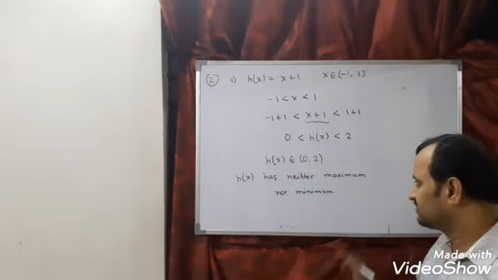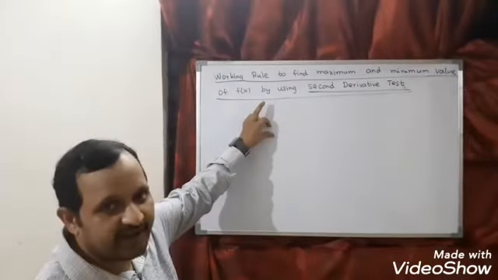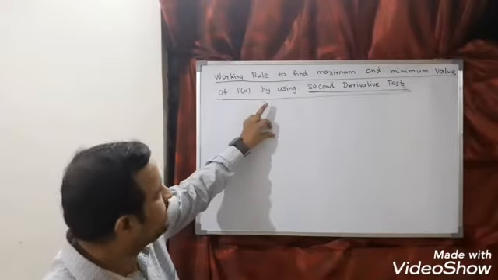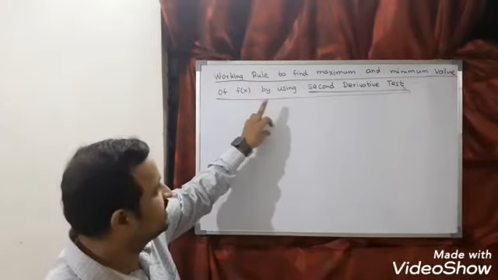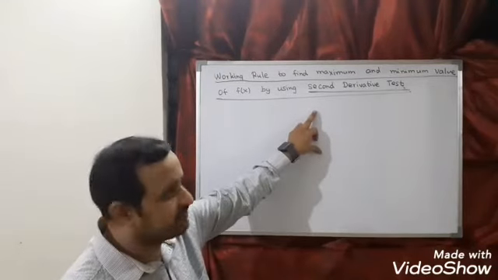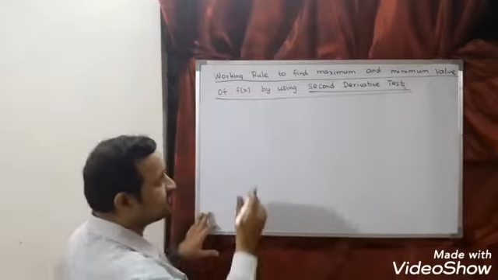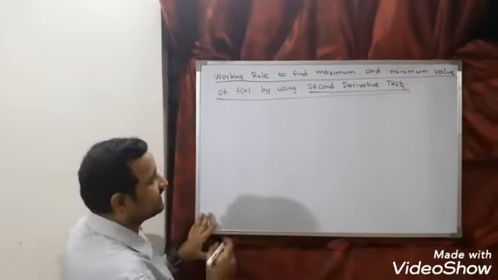So this is the required solution. Next, working rule to find maximum and minimum value of f of x by using second derivative test. Last day we have seen the first derivative test. Let us see the working rule by using the second derivative test.